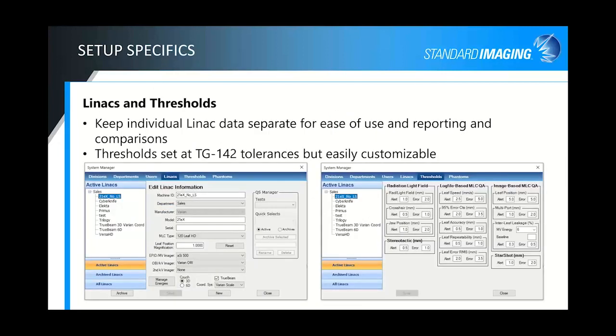For the Linac and the thresholds, you can enter your Linac-specific information: the type of MLC you have, whether you've got a 3D or a 6D couch, the type of imagers, and whether you have the KV imager in there or not. You can set the coordinate system, like I mentioned, to either Varian or Elekta, and manage the energies for your different tests for all the different energies on your Linac. And again, like I mentioned, your 3D and 6D couch choice as well.